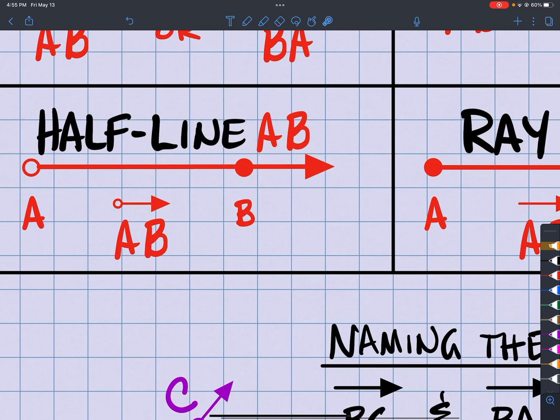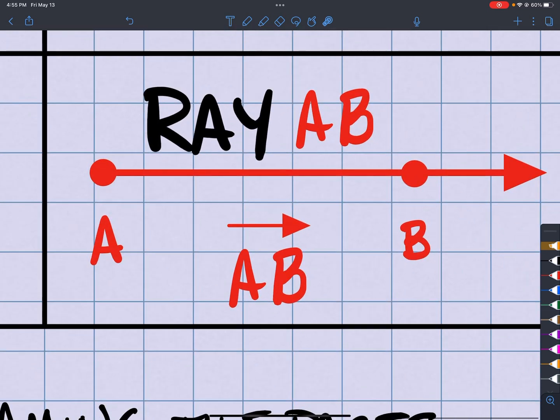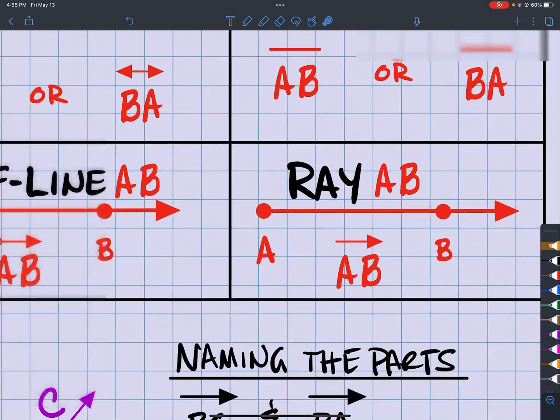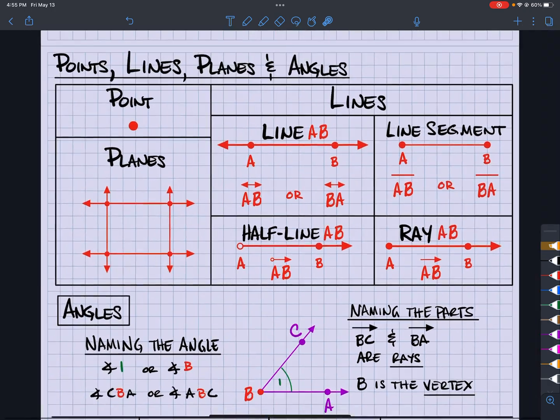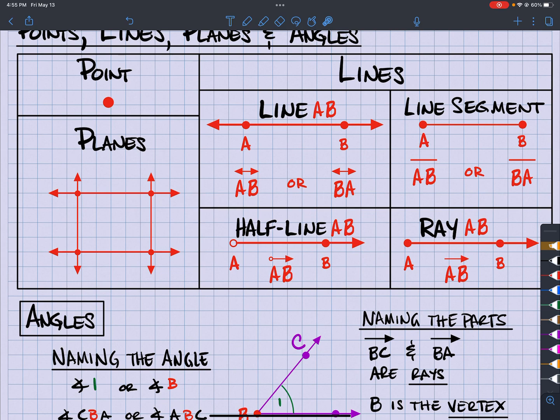All right. A ray, same thing, except this is going to be a closed circle. That means it's just truncated, or a segment with one end that is going to go on forever. But that order also matters because, again, after B, it goes on forever. All right, so those are called rays. All right, now those are the points and lines.